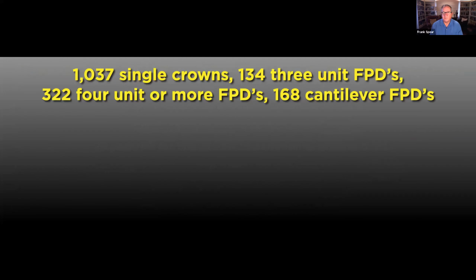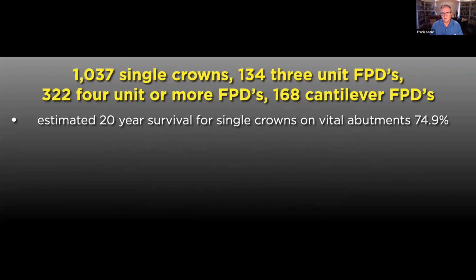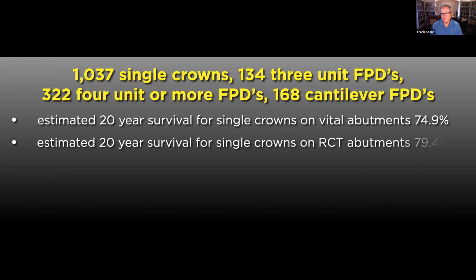Now, what about whether the abutments are vital or non-vital? This is 20-year survival rates on single crowns on vital abutments and non-vital abutments. The numbers are different, but statistically they're the same. So if you have a non-vital tooth with a single crown on it that's structurally a good tooth underneath, in other words, not gone at the gum line, a crown on a non-vital abutment works well.